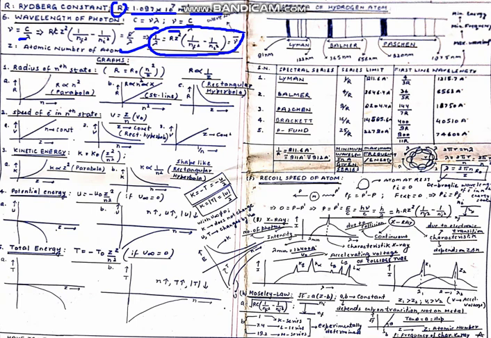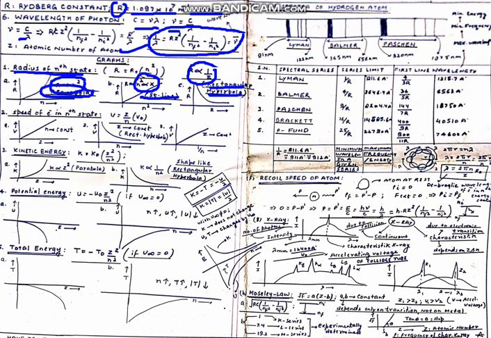Now let's discuss the various graphs related to the parameters. Let's first talk about the radius of the nth state. We know that radius is proportional to n², so the graph between r and n will be a parabola. Then if we draw a graph between r and n², assume that n² is x, so r is proportional to x, and the graph will be a straight line. Then if you draw the graph between r and Z, r is proportional to 1/Z, so the graph will be a rectangular hyperbola.